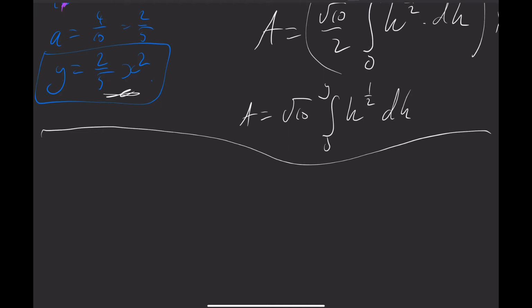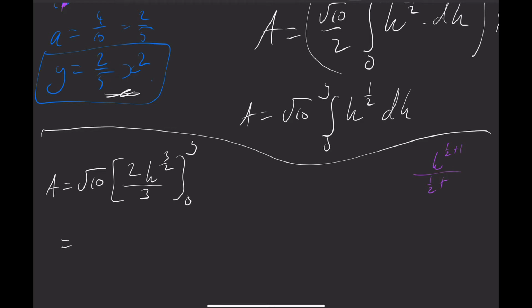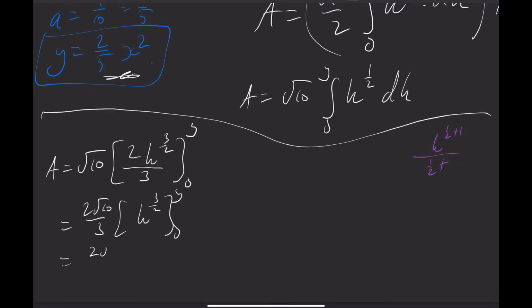So A is equal to root 10 times the antiderivative of h to the half. So I get h to the half plus 1, over half plus 1. So that becomes h to the 3 on 2, times 2/3, from 0 to y. I can take these out the front, which is nice. So I get 2 root 10 on 3, h to the 3 halves from 0 to y. So that becomes 2 root 10 on 3, y to the 3 halves.